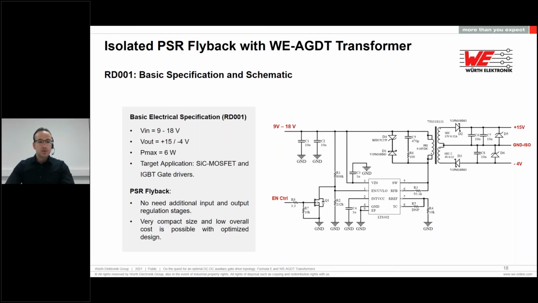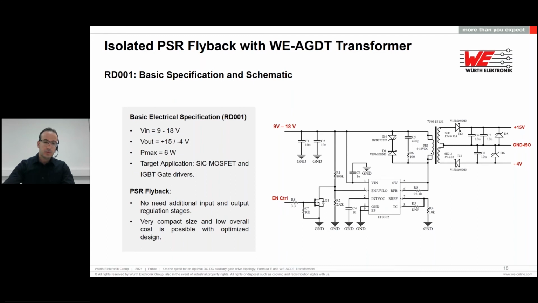Despite the energy storage in the transformer, which might be seen as one of the drawbacks of this topology, still a very compact and cost-effective solution can be achieved if the design is done carefully and optimized properly, especially regarding the transformer and operating conditions.